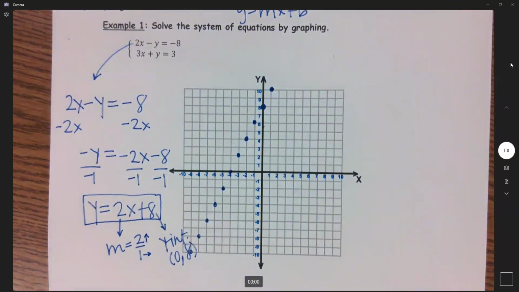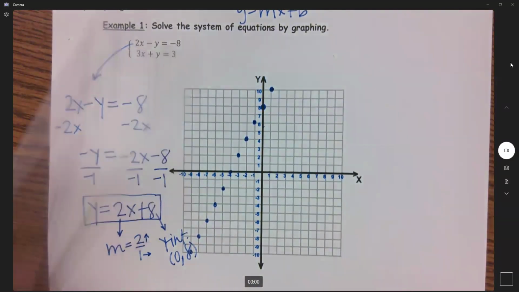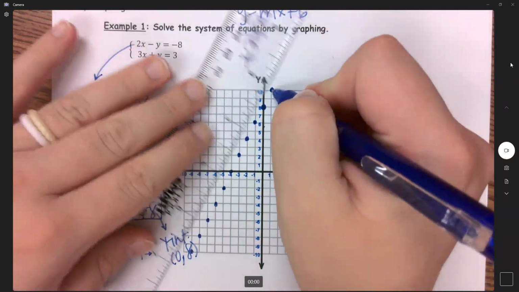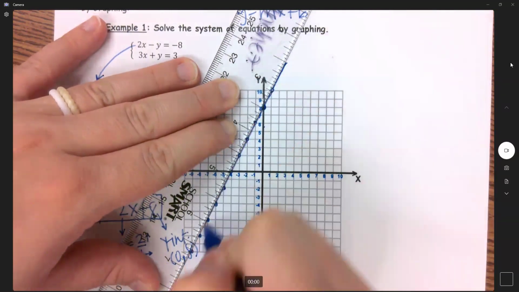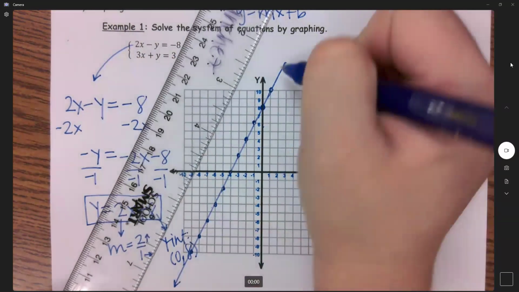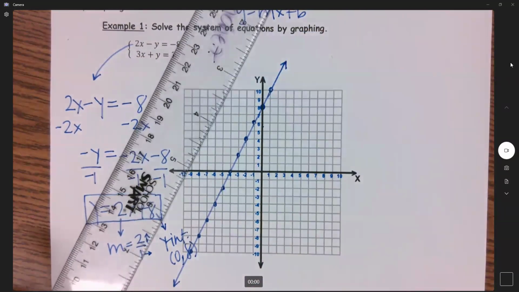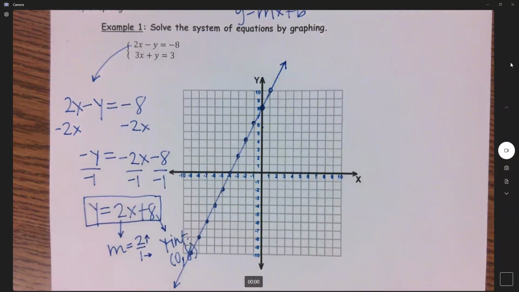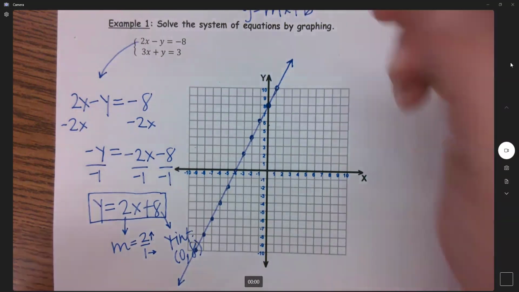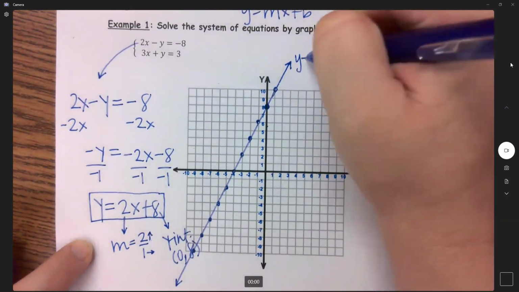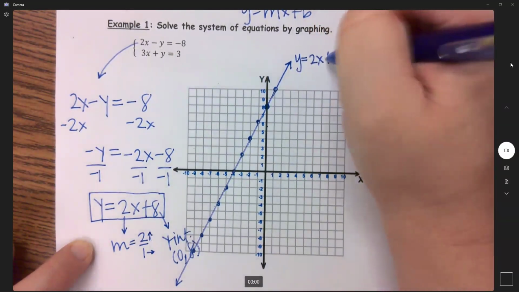And then I'll get out my handy dandy ruler here. And we want this to go the entire way. And we want to use a ruler because when we are solving these by graphing, it is so important that these are accurate. Okay. So this is my line, y equals 2x plus 8.